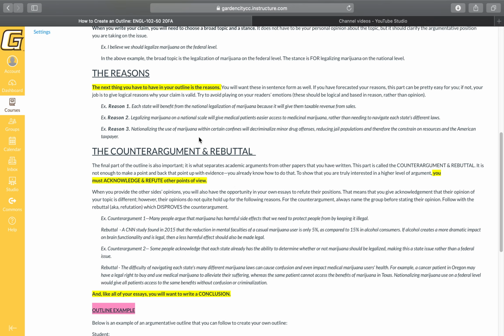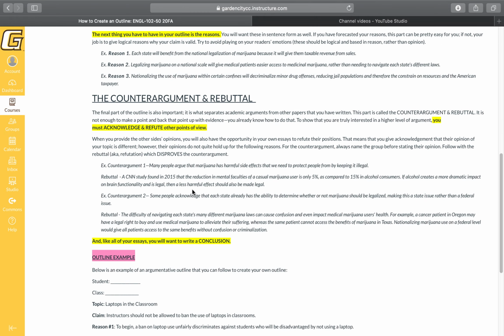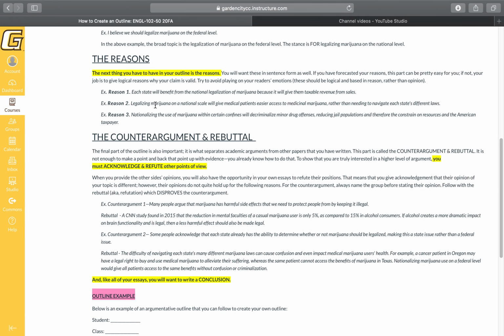So the counter argument is the other point of view. The rebuttal, or sometimes you call it a refutation, that is you disproving that other point of view. So your essay is going to need to have at least 2 of these. So, for example, in the example above, you would say, now, while I think that we should do this because of X, Y, and Z reasons, some people would argue that marijuana has harmful side effects that we need to keep people protected from by keeping it illegal.